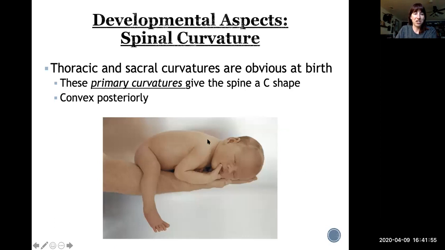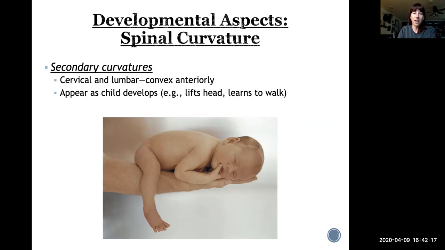Okay, spinal curvatures. When you're first born, you basically just have one spinal curvature, right? You can see it here. The primary curvature makes the spine a C shape, and it's convex posteriorly, so coming out towards you posteriorly. Convex posteriorly. And then as you grow and develop, you end up developing your secondary curvatures.